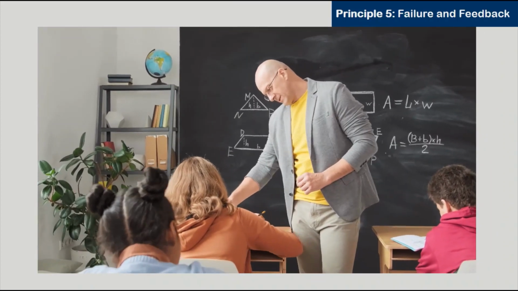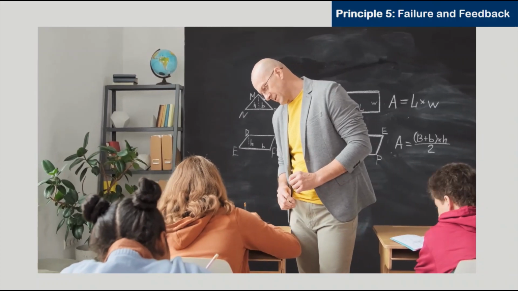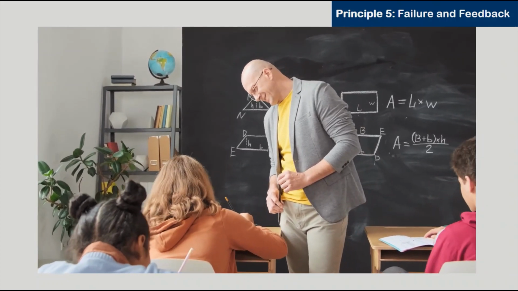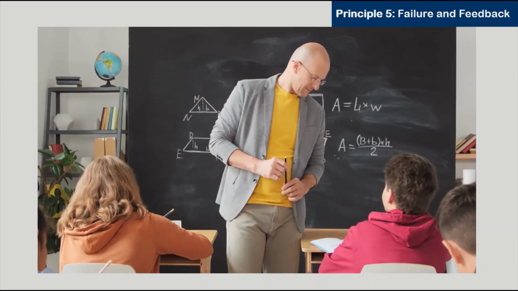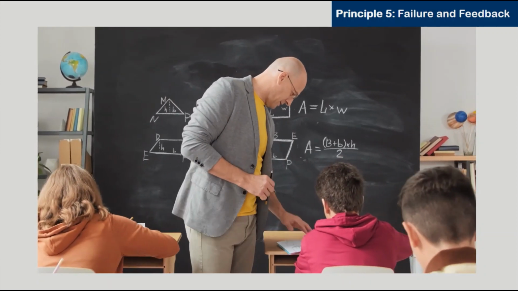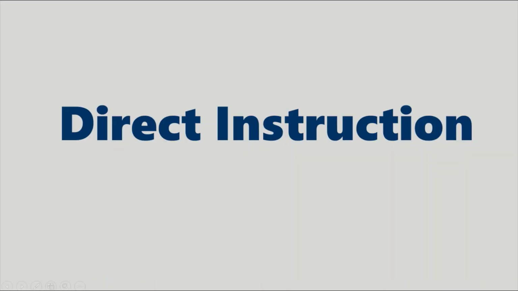Failure and feedback. Failure, just like success, engages in learning. According to discovery learning theory, the instructor's role is to give feedback. Learners have to take responsibility and act upon this feedback to improve. Now that we have introduced discovery learning and explained its principles, let's move to direct instruction.